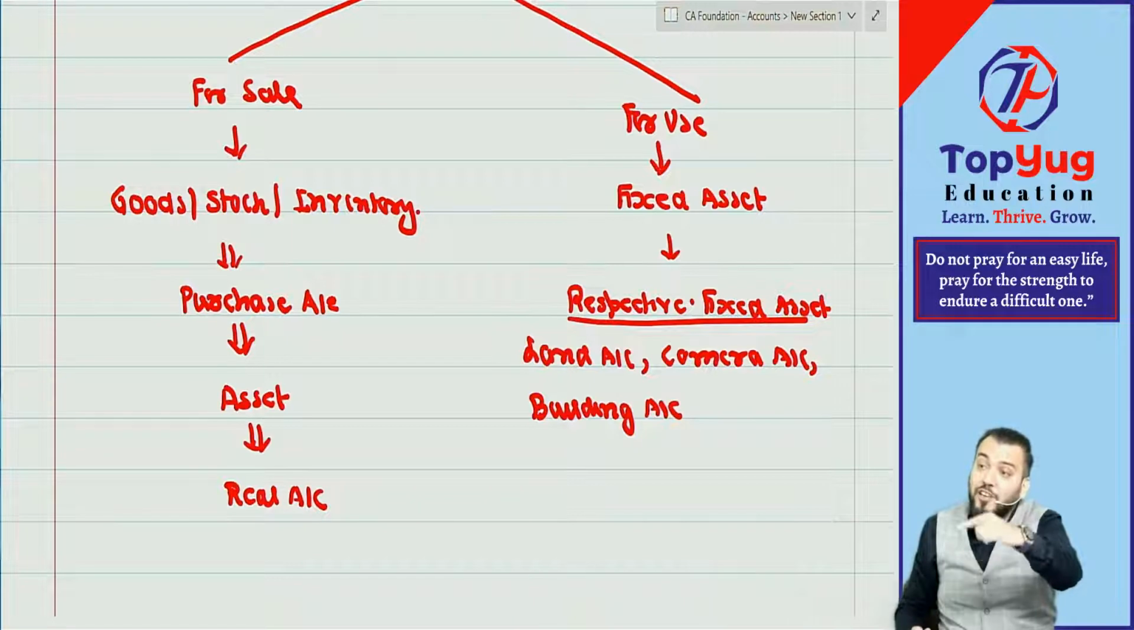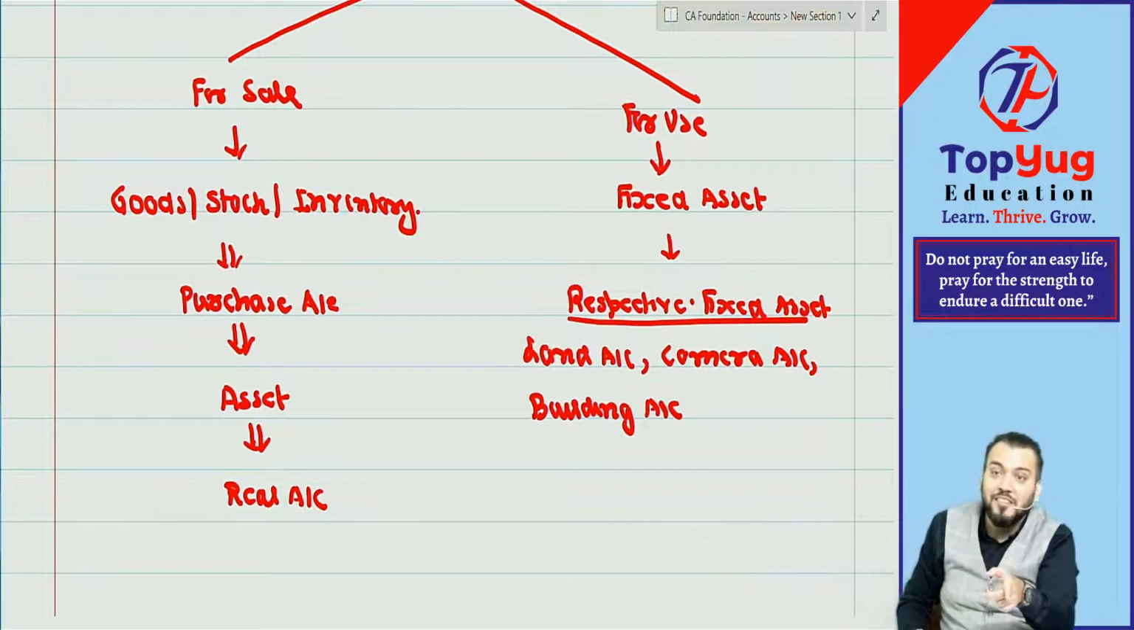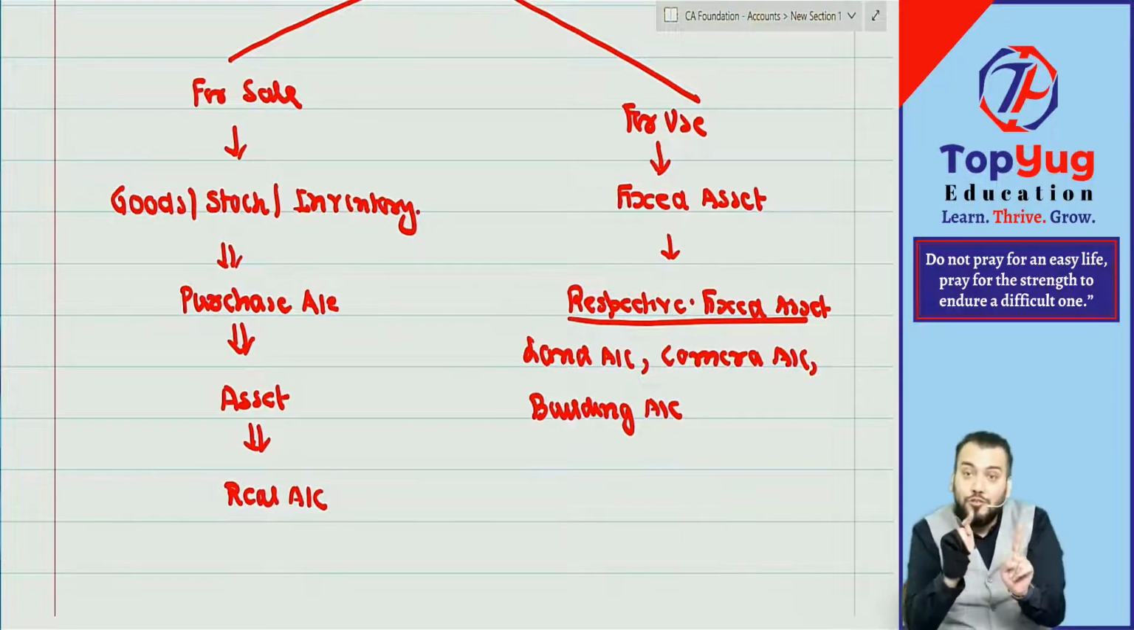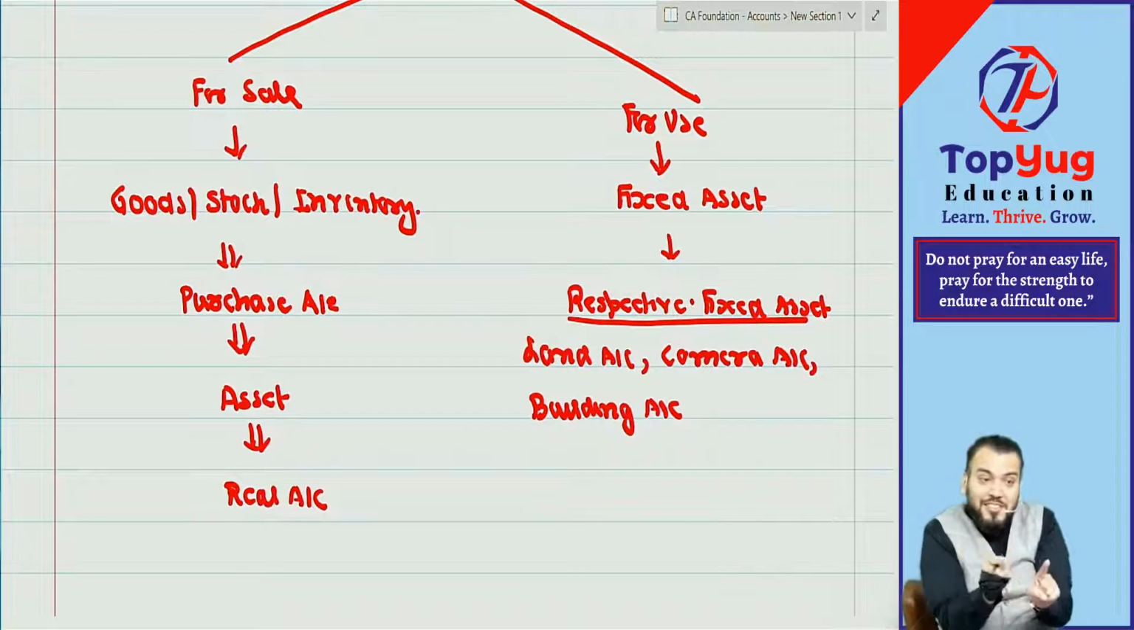But if you purchase furniture for sale, then which account? The name of the account is what? Purchase account. So you purchase furniture for sale. Which account?